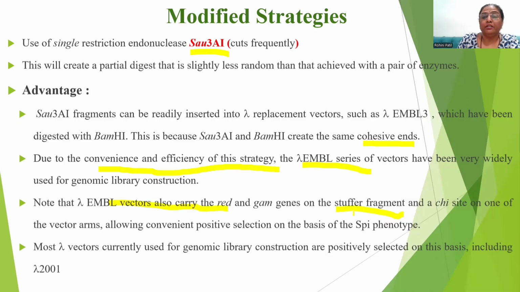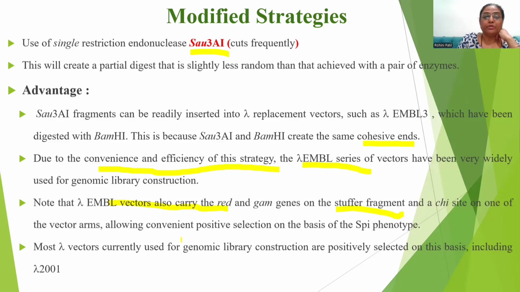Okay, so here the stuffer fragment which is present has the red and GAM genes. Whenever there is a replacement of the stuffer fragment with the insert, these red and GAM genes are going to be deleted from the lambda EMBL vector, allowing the ligation of the insert, that is a 20 kb fragment.